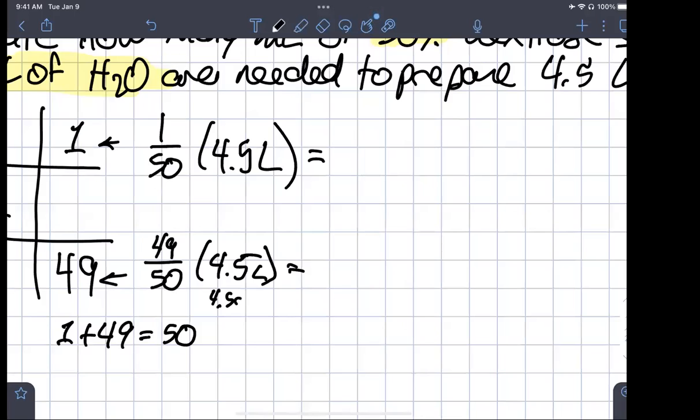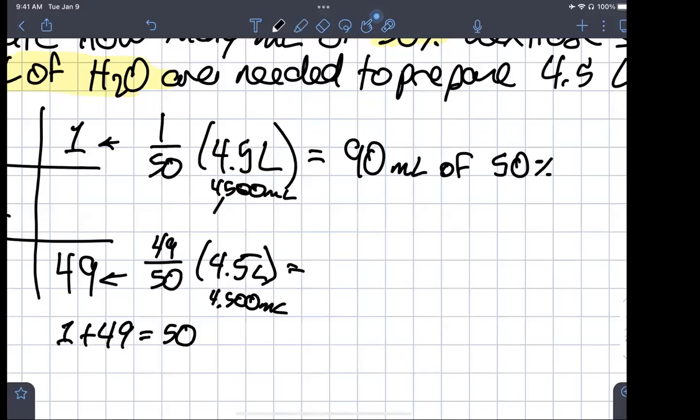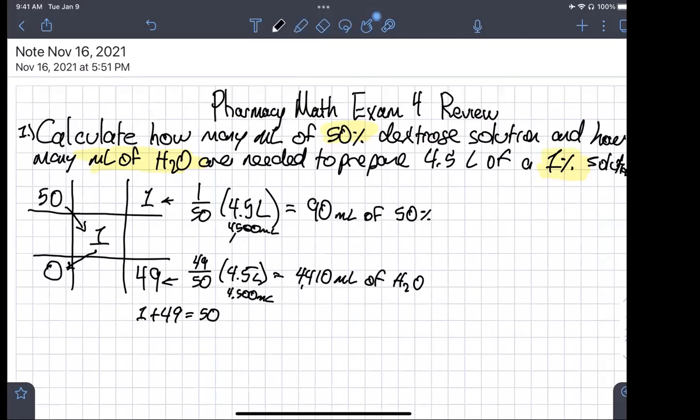So that's 4,500 mLs, right? So we need to do 1 over 50 times 4,500. It's going to be 90 mLs of 50%. And then we have 49 over 50 times 4,500. That is 4,410 mLs of water. Okay. So are those answer choices? Yes, they are. And that is correct.